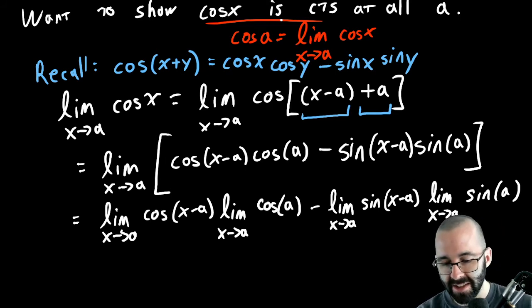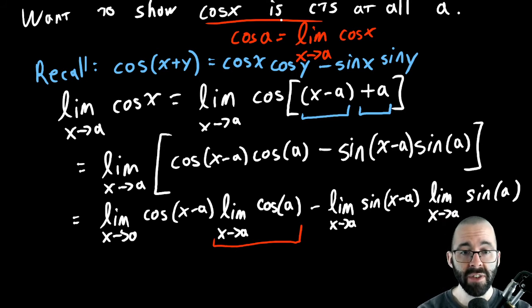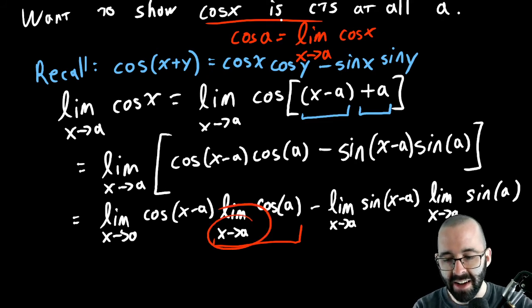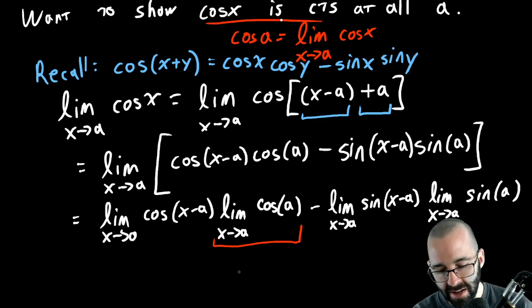So look at this limit right here. This is the easiest limit of your life. This is the limit of a constant. This doesn't have anything to do with x. The limit of a constant function. Cosine of a is always the same thing, no matter what x is. I don't care what x is, the cosine of a is equal to the cosine of a.